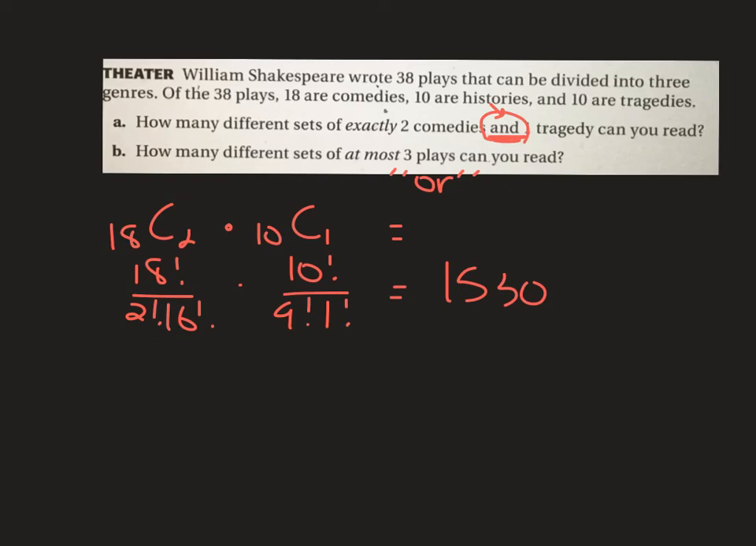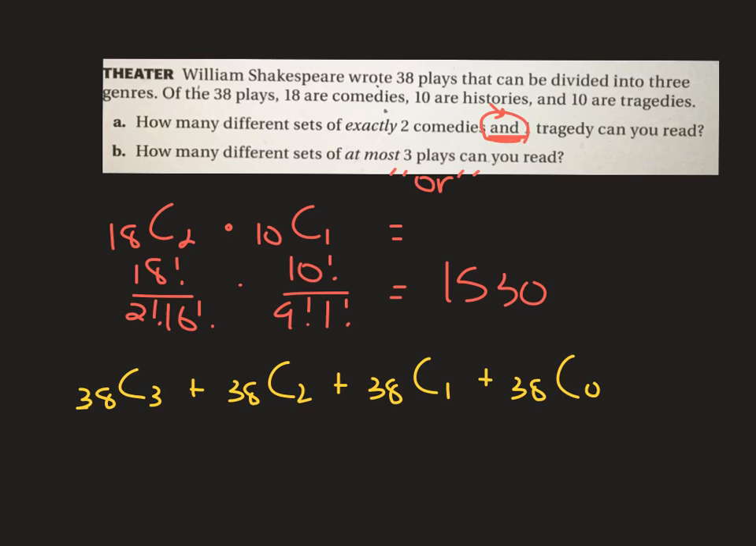Okay, part B. Part B says how many different ways of at most 3 plays can you read. Now, at most means 3 or more. Sorry, 3 or less. So that means 0 plays, 1 play, 2 plays, or 3 plays. So there's 38 plays altogether. I'm going to say, okay, this is all the ways you could do 3 plays. Or means add. Or this is how many ways you could do 2 plays. Or this is how many ways you could do 1 play. Or this is how many ways you could do 0 plays.